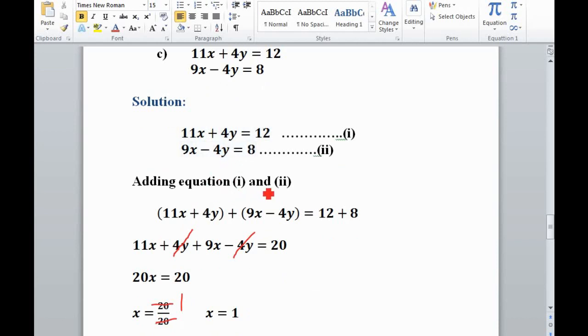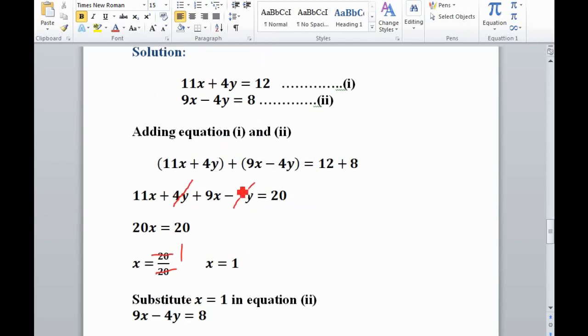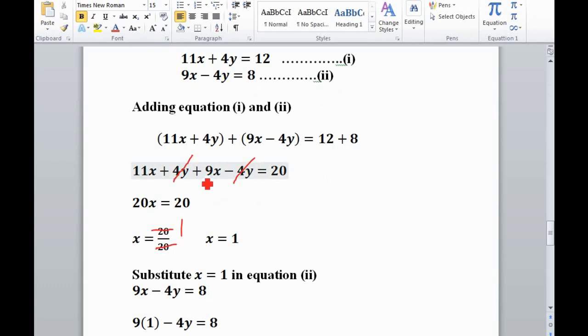Adding equation 1 and 2, we get the left hand side of equation 1, 11x plus 4y, plus the left hand side of equation 2, 9x minus 4y, equals the right side 12 plus 8. Simplifying, we get 11x plus 4y plus 9x negative 4y equals 12 plus 8 is 20. So we have positive 4y and negative 4y, which means they will cancel out each other.